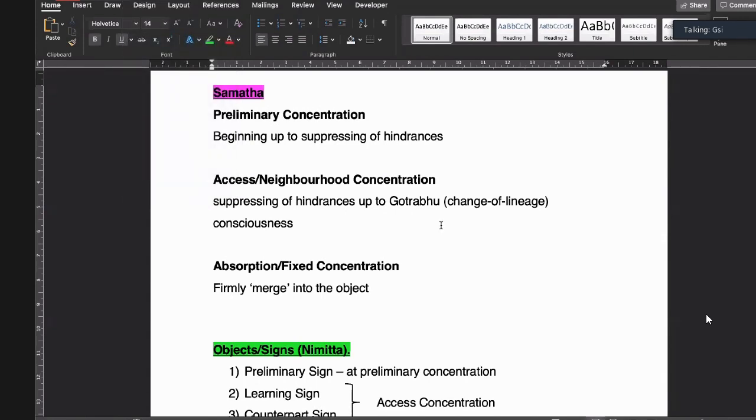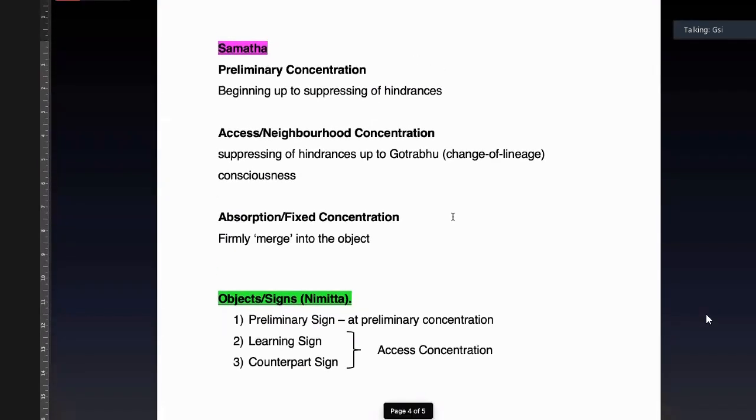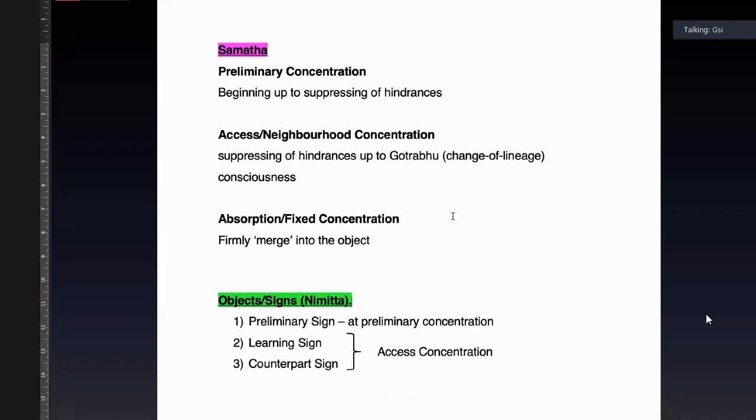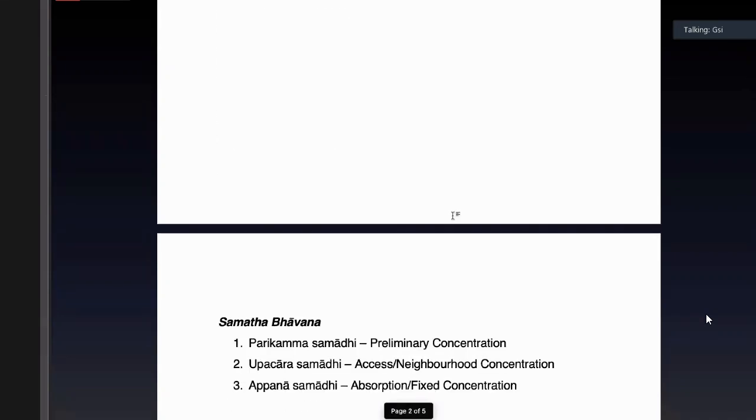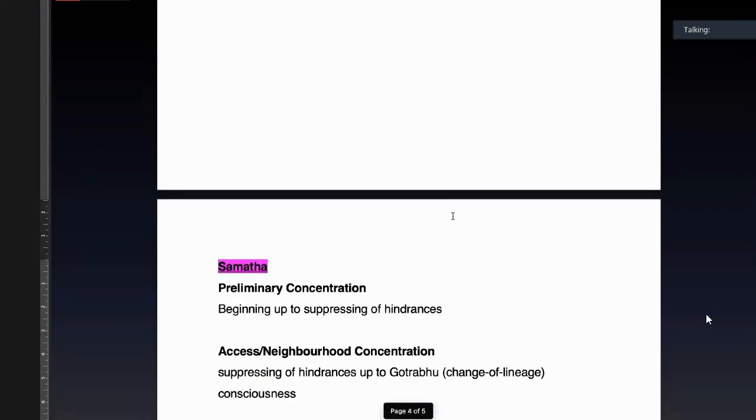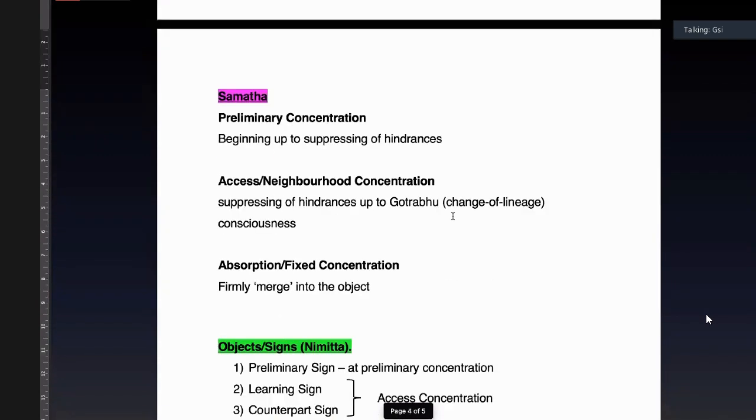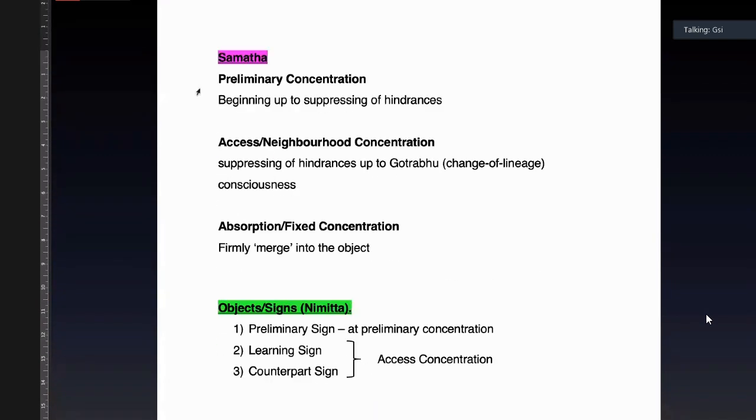So we were talking about the Samatha practice. In Samatha practice, there are three types of concentration: preliminary concentration, then access or neighborhood concentration, and then absorption concentration. That is the nature of the concentration.